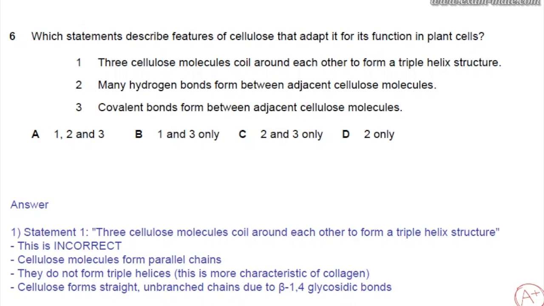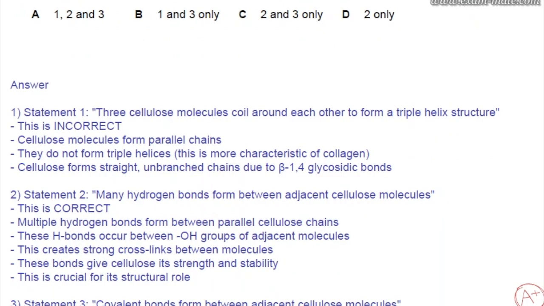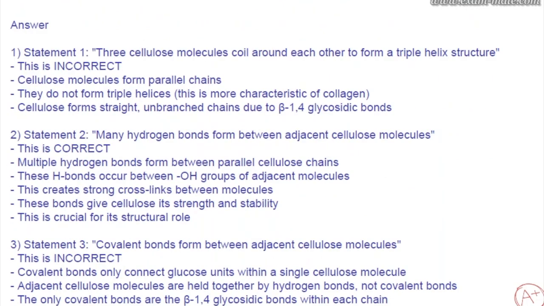1. Statement 1. Three cellulose molecules coil around each other to form a triple helix structure. This is incorrect. Cellulose molecules form parallel chains. They do not form triple helices. This is more characteristic of collagen. Cellulose forms straight, unbranched chains due to beta-1,4 glycosidic bonds.